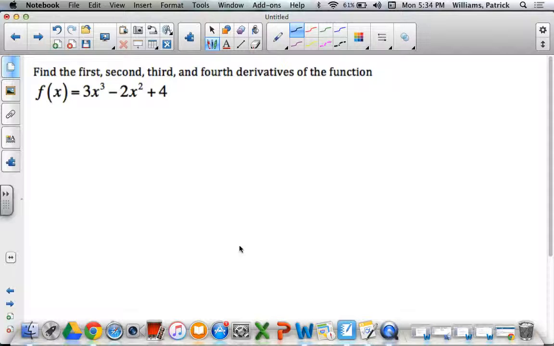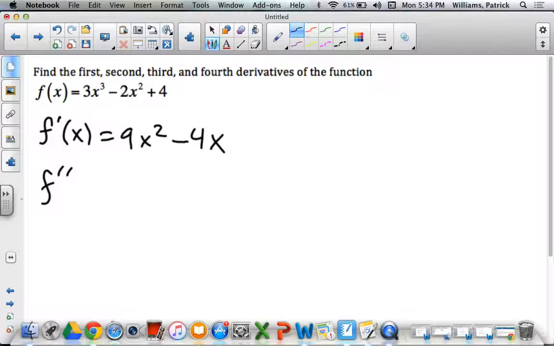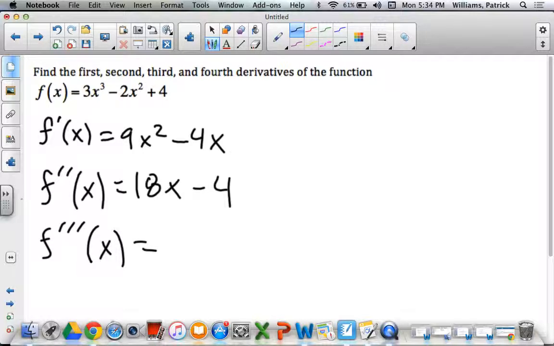Okay, if you did this, again using the power rule that we know, you should get that the first derivative will be 9x squared minus 4x. The second derivative will be 18x minus 4. The third derivative will just be 18. And then finally, the fourth derivative, once you get up to four derivatives, you start putting Roman numerals up there, because you're not going to put in a huge amount of slashes as they go on forever. So that would just be 0.